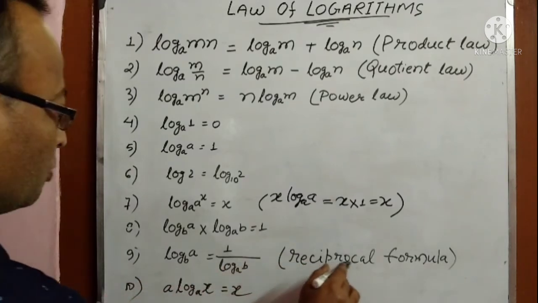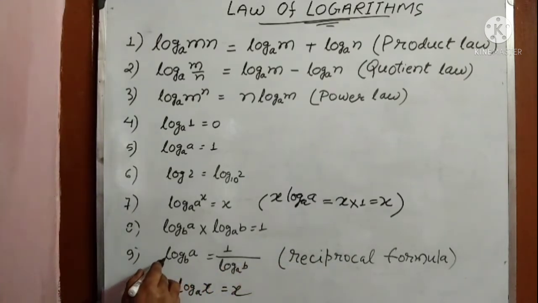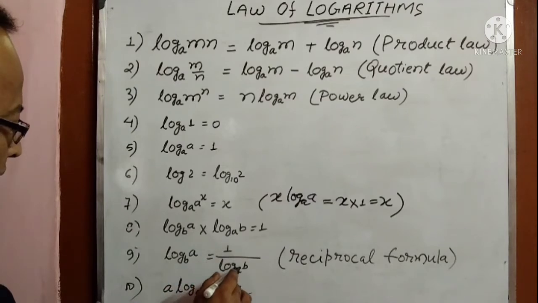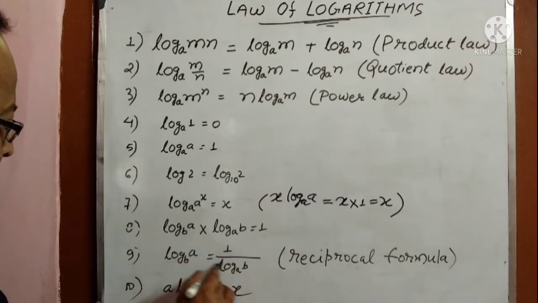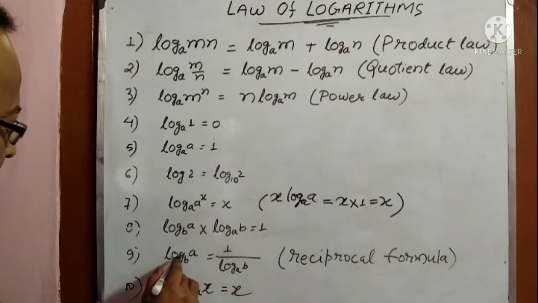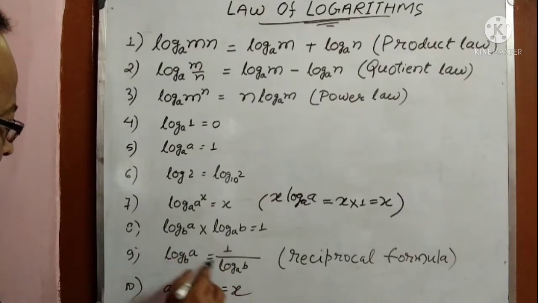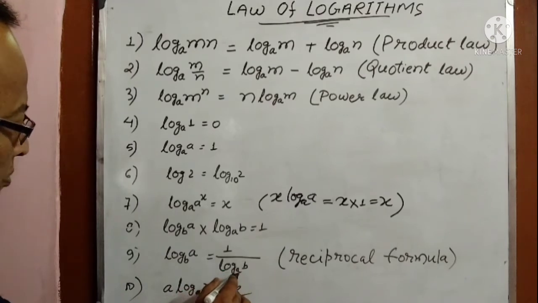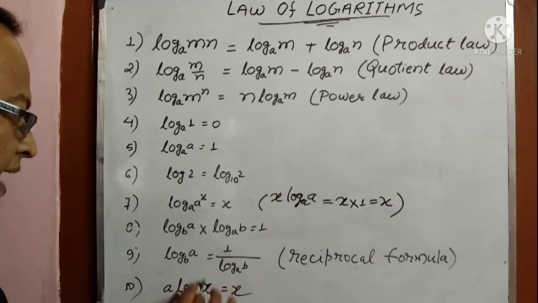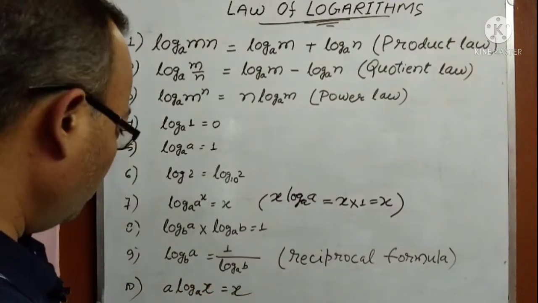And this is the reciprocal formula, where log a to the base b, if you write this as 1 by, then the base and the argument will be interchanged. That is why it is called reciprocal. See, it is log a to the base b, it has become 1 by log b to the base a. So this is called your reciprocal formula.